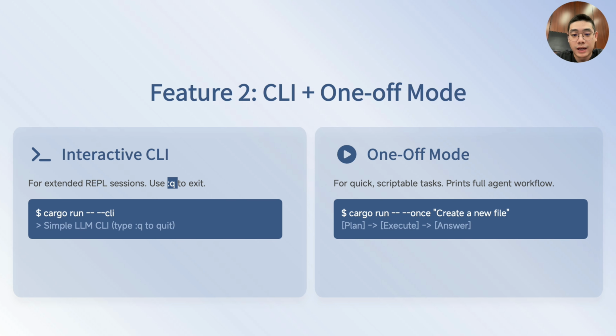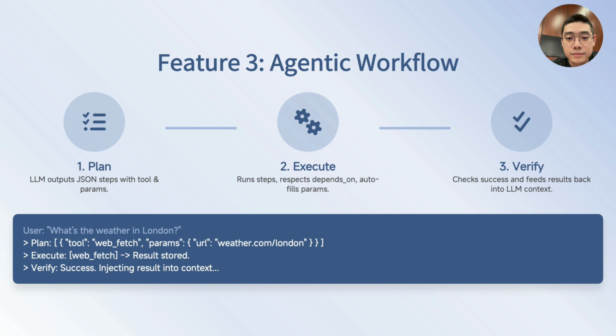Feature 2 is CLI, which supports both interactive and scriptable use. For a repl session, cargo run -- --cli and :q to exit. For automation or a quick task, run cargo run -- -s once, and it prints the full pipeline so you can literally see plan, execute, answer in the terminal.